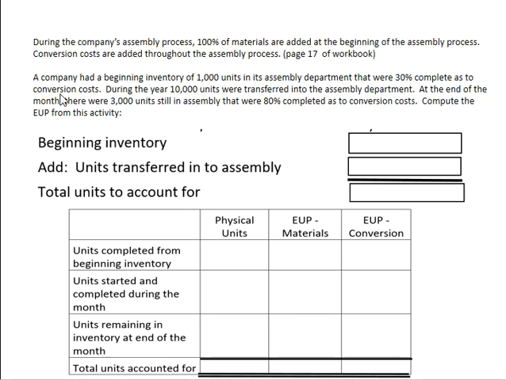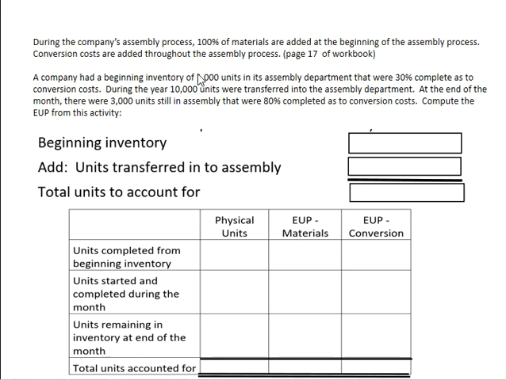Okay, now a company had a beginning inventory of 1,000 units in its assembly department that were 30% complete as to conversion costs. During the year, 10,000 units were transferred into the assembly department. At the end of the year, there were 3,000 units still in assembly that were 80% completed as to conversion cost. Compute the EUP from this activity.